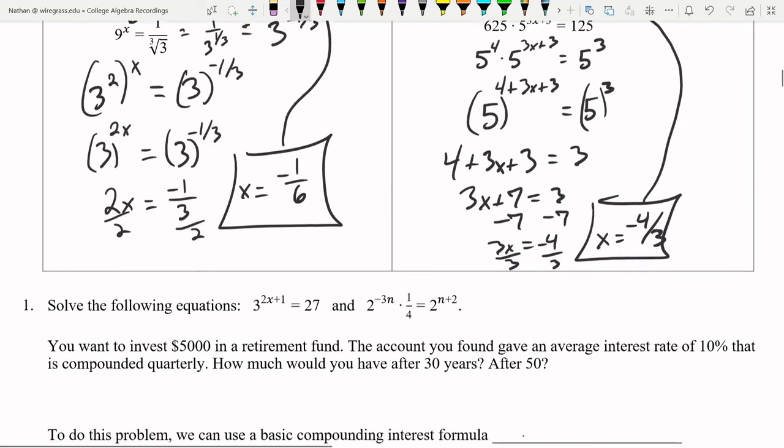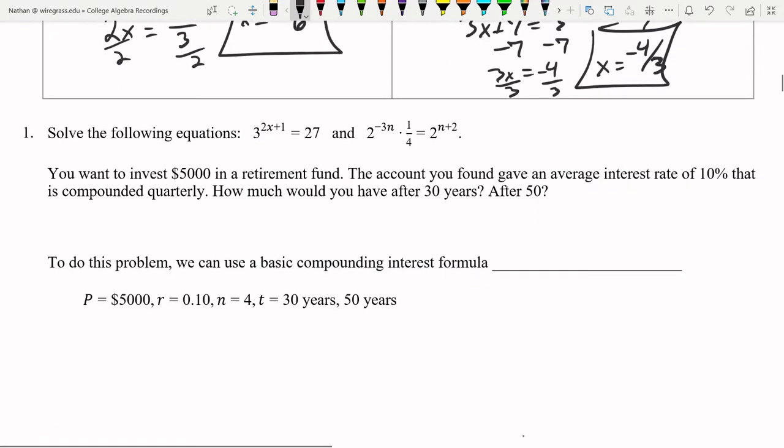Now, let's say we want to invest $5,000 in a retirement fund. If we got 10% as an interest rate on average, and it's compounded quarterly, how much will we have after 30 years and after 50 years? To do this problem, we need to have an equation or formula. And the basic compounding interest formula is A equals P times (1 plus r over n) to the nt.